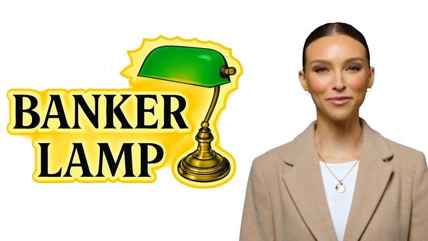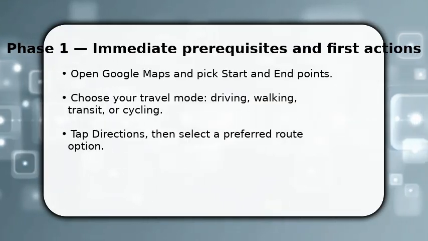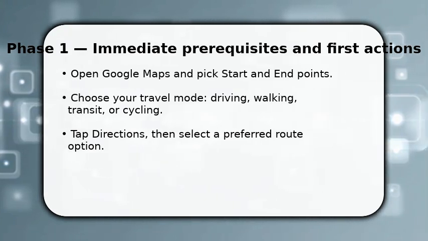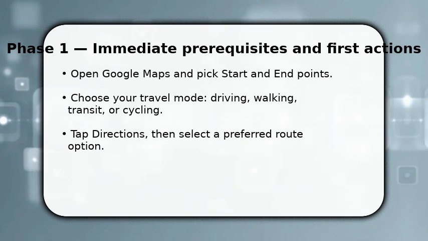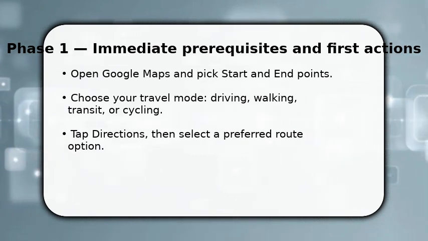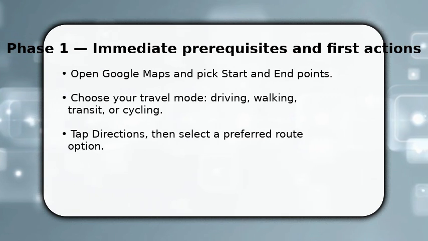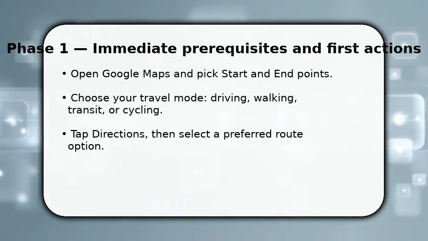Please enjoy the video. You begin by opening Google Maps and entering both start and end locations. This creates a route in the app. Once done, pick the travel mode, driving, walking, transit, or cycling, because each offers different routes and timing estimates.